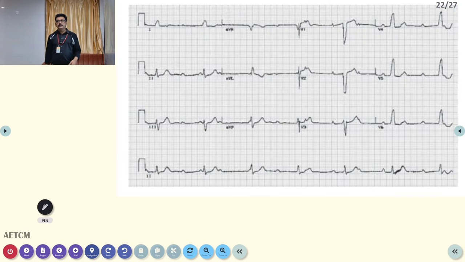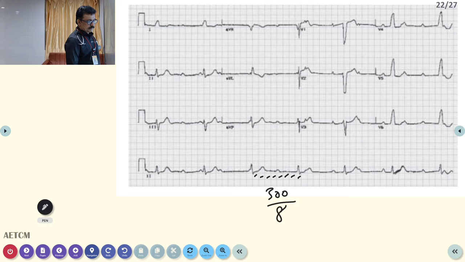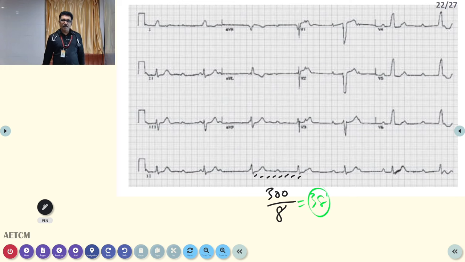So here also you can see P waves come regularly, QRS complexes come regularly, at half the rate of the P waves. If you see the rate of the ventricle, 1, 2, 3, 4, 5, 6, 7, 8, 300 by 8 will give you the rate. So it may be somewhere around 38 or 40, that will be the rate of the ventricle. Okay, so it's bradycardia.